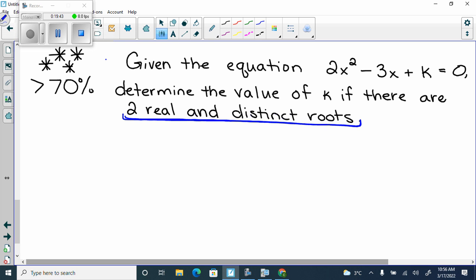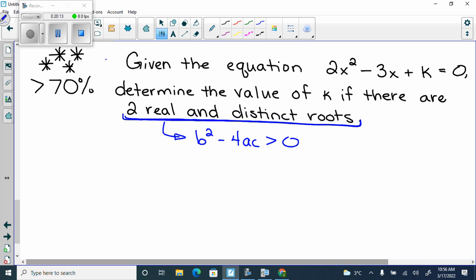So if it's two real and distinct roots, that's indirectly telling me that what's underneath the square root needs to be greater than 0. What's underneath the square root? My discriminant. What is my discriminant? B squared minus 4ac is greater than 0. So your first step, and I call this the donut question every single year, is to figure out what I'm going to make the discriminant: greater than 0, equal to 0, or less than 0.